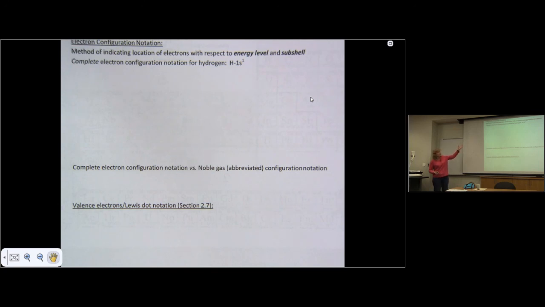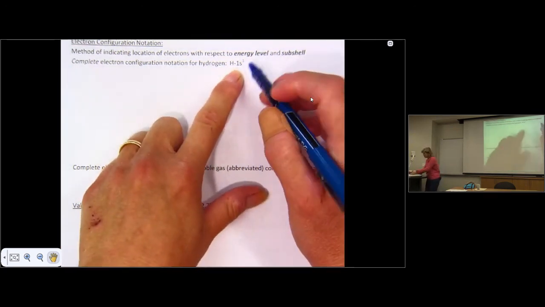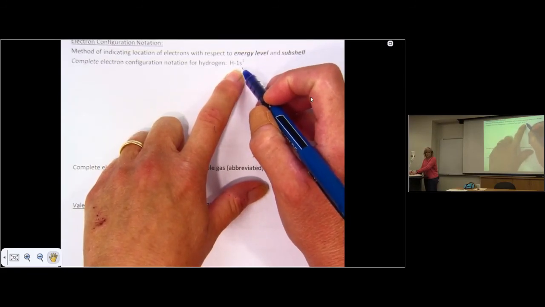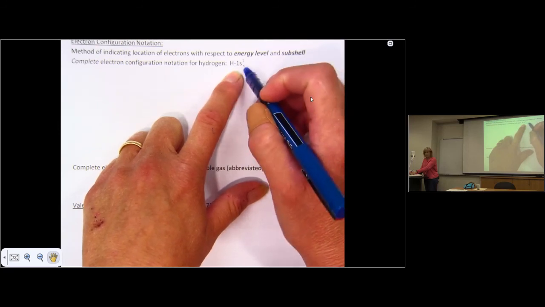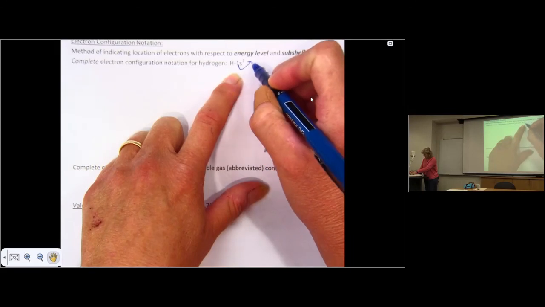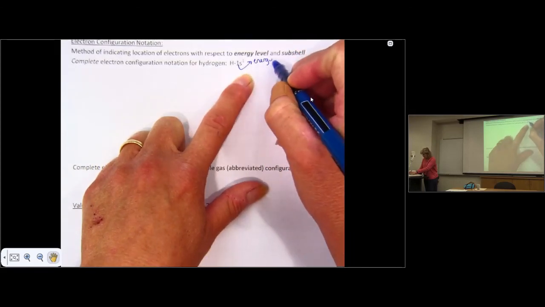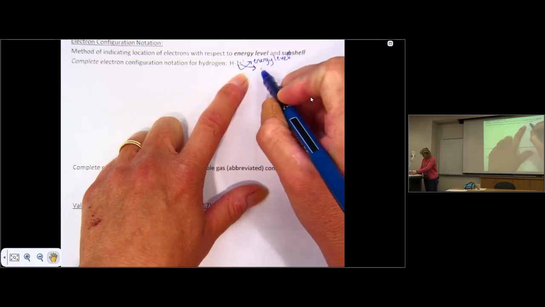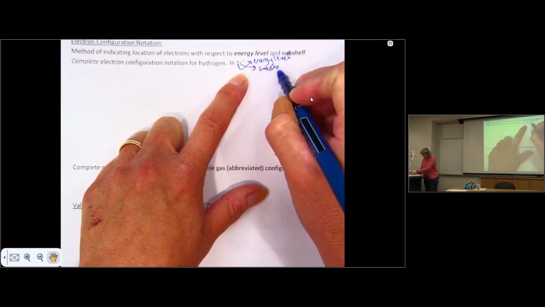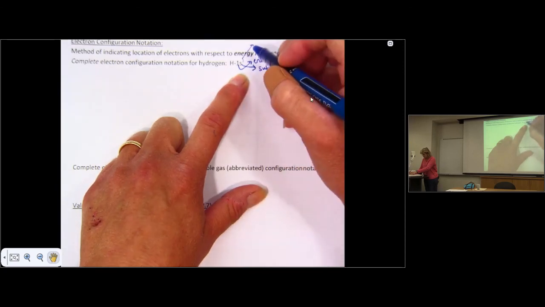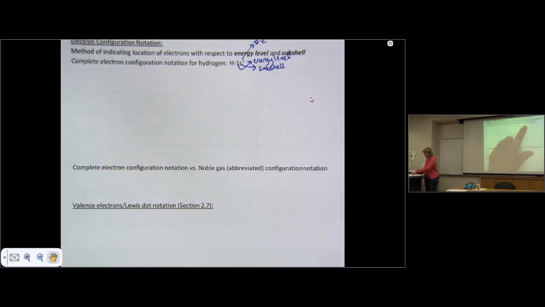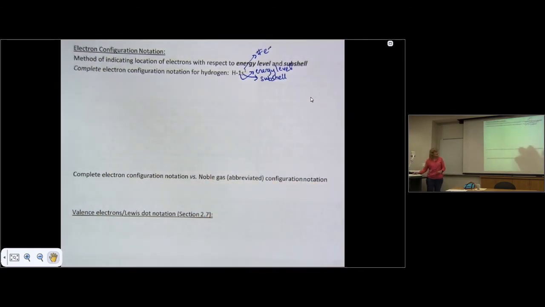The complete electron configuration notation for hydrogen, we say this: 1s1. That is the complete electron configuration notation for hydrogen, 1s1. Now what does that mean? The big 1 is the energy level. The s is the subshell. And the superscript 1 is the number of electrons in that subshell.